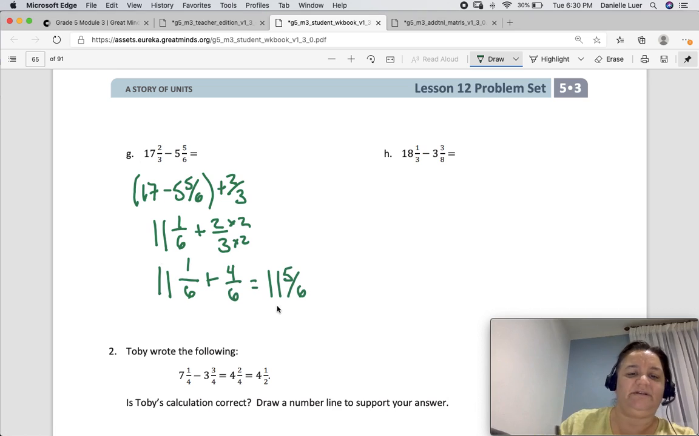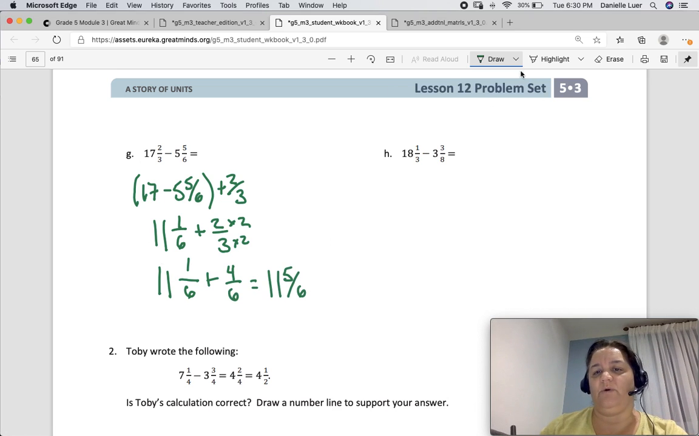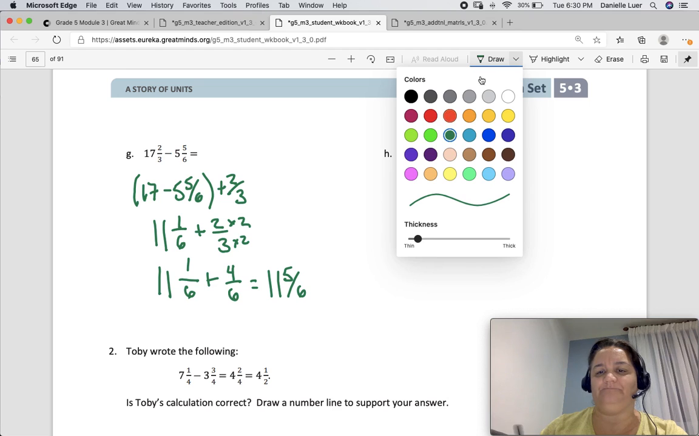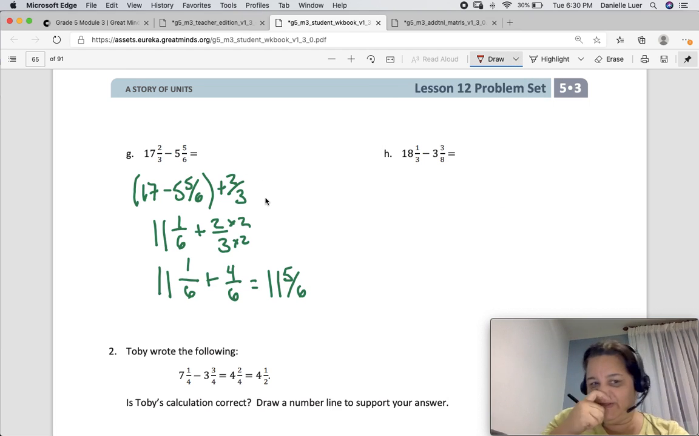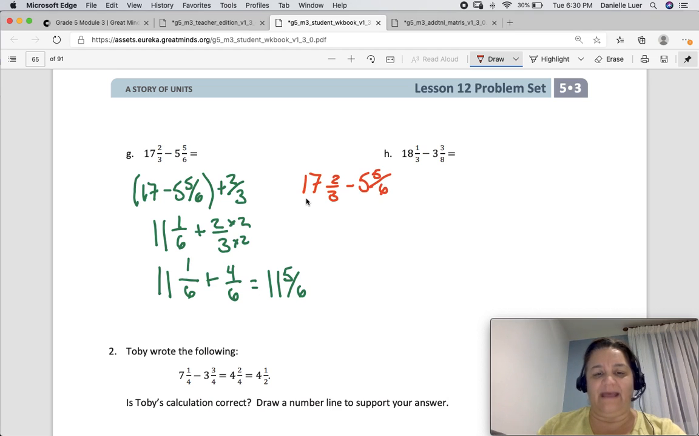Just to prove to you that this works in more than one way, let's do it another way. 17 and 2/3, let's try that. 17 and 2/3 minus 5 and 5/6, that's the same problem. Now I'm going to subtract here. First I'm going to make a common denominator, multiply by 2, multiply by 2. 17 and 4/6 minus 5 and 5/6.